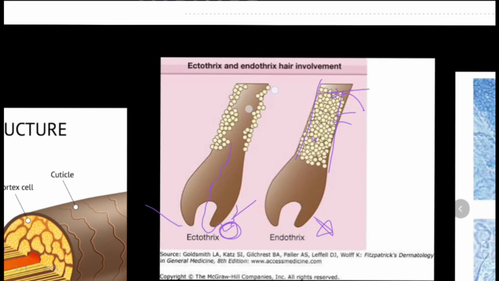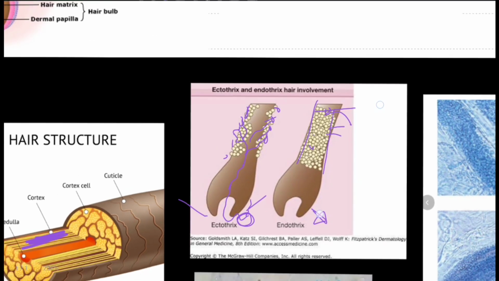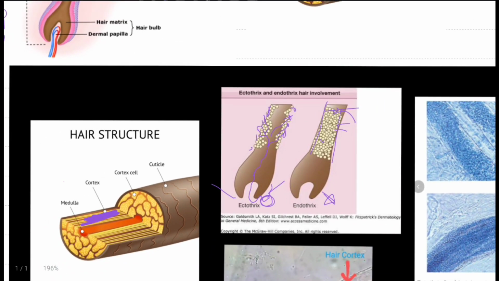Now it starts breaking the cuticles. As these cuticles are fragile, they will break, and outside the cuticle, on the shaft, they start producing spores. So here the spores will be produced on the surface of the hair, making rough hairs. Eventually they will weaken and fall off. So this is about the two different methods of invasion of hair.